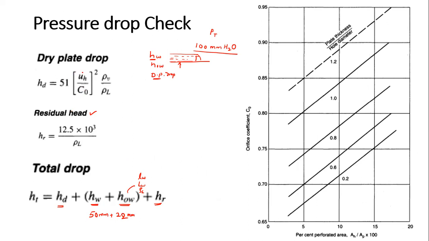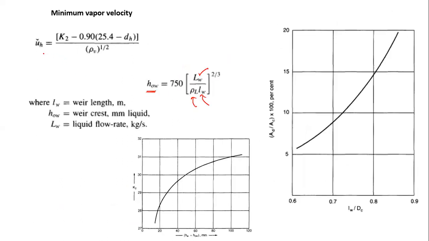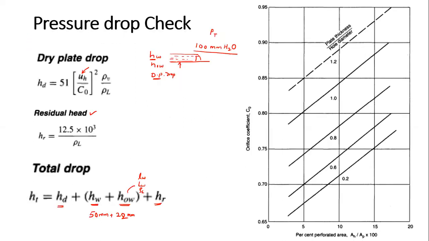Here, this is the velocity of vapor, which we found out last time. This will give us UH, the minimum vapor velocity. That is okay, as this calculation we have done for weeping. So use the same calculation here. So UH is done. Here you require CO, the coefficient of orifice.